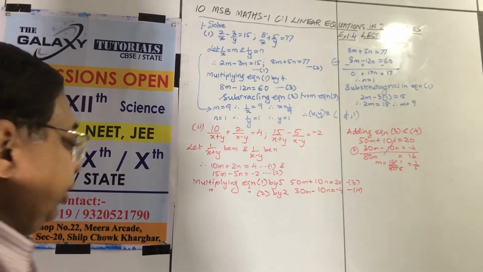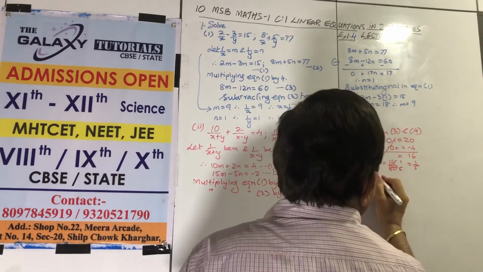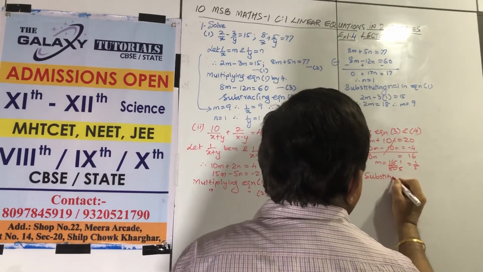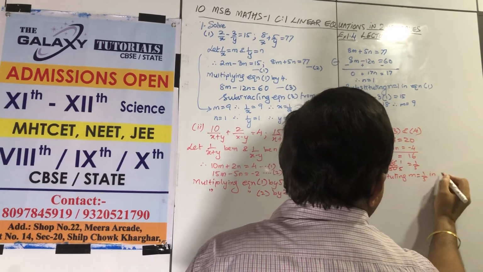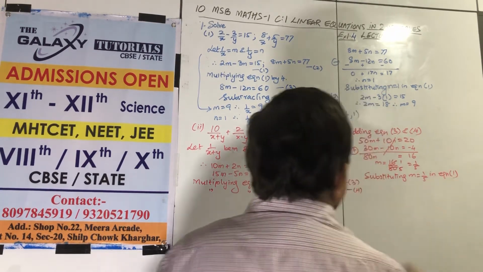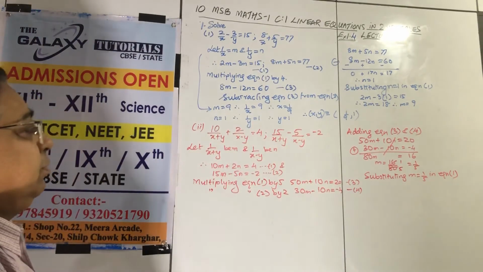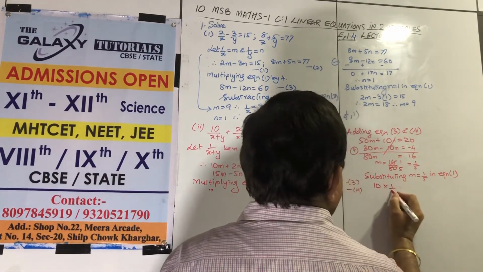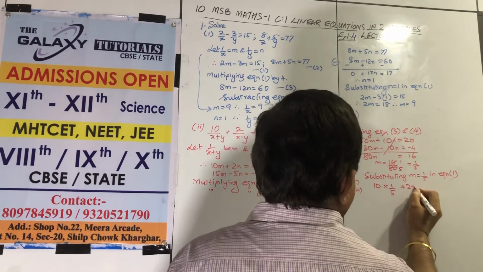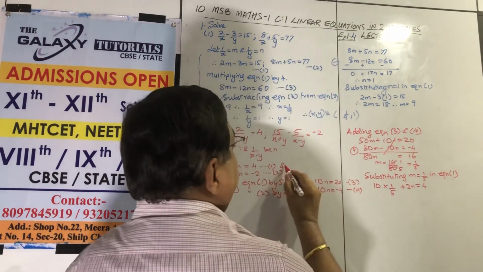Now substituting m is equal to 1 upon 5 in equation 1. In the first equation, I am substituting m is equal to 1 upon 5. Therefore, 10 into 1 upon 5 plus 2n is 4. Equation 1.